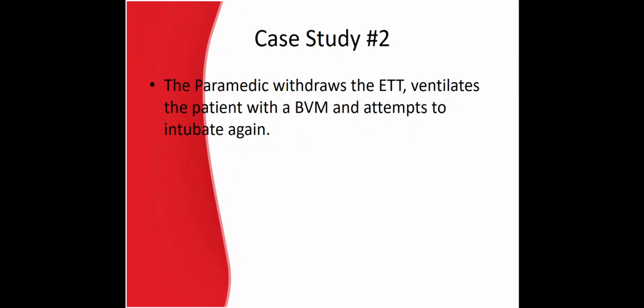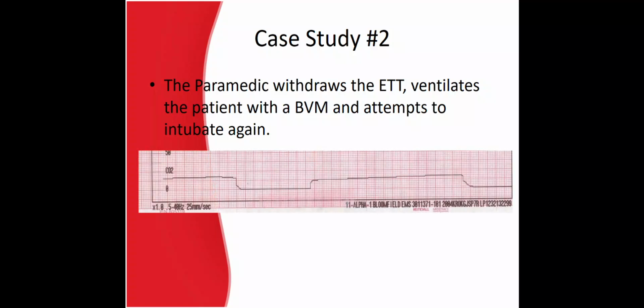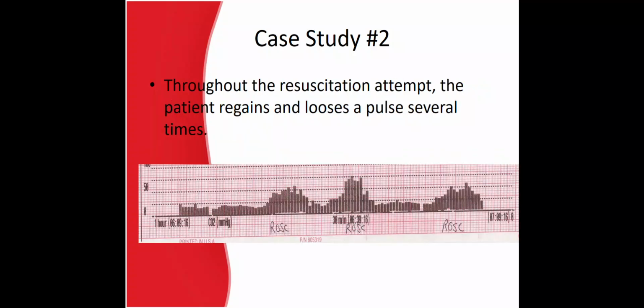The paramedic decides to withdraw the endotracheal tube, ventilate the patient with a bag valve mask, and attempt another intubation. This time, when the end-tidal CO2 adapter is attached, the waveform appears like this. Throughout the resuscitation attempt, the patient regains and loses a pulse several times. You can suspect a pulse when you see the end-tidal CO2 suddenly spike to a higher level. In contrast, you can suspect a pulse has been lost when the waveform suddenly decreases.